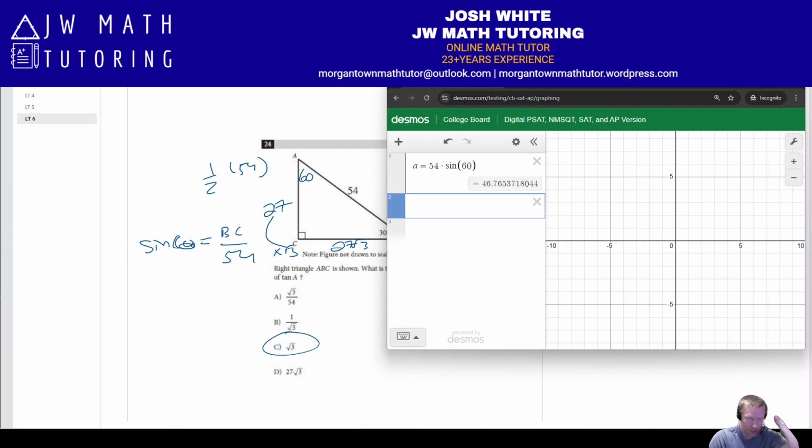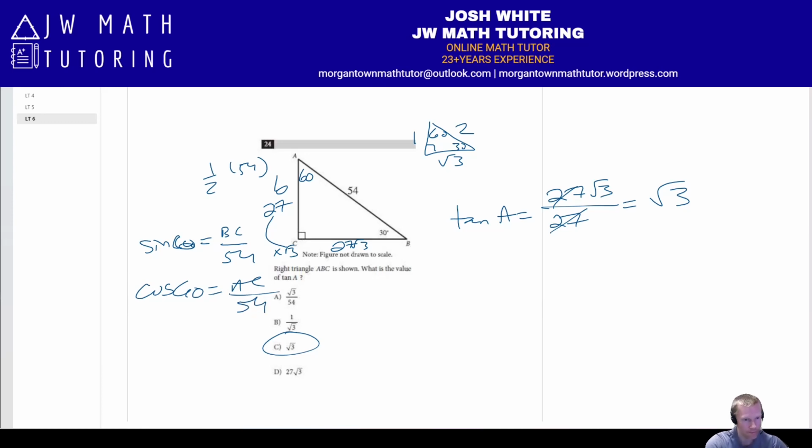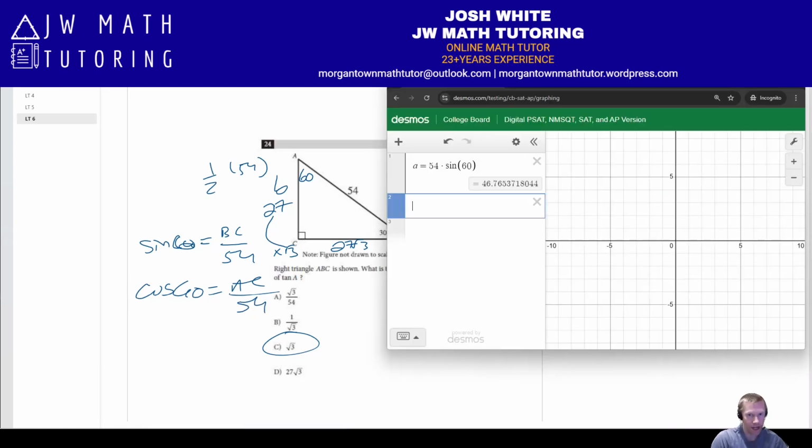Now for the side opposite angle B, the side opposite to 30, let's call this little b, that's just going to be the cosine. Cosine 60 equals AC, the side we're trying to find, the adjacent, over the hypotenuse, 54. So now we can just say b equals 54 times cos 60. Okay, notice it gives me 27. All right, so now I have all the sides.